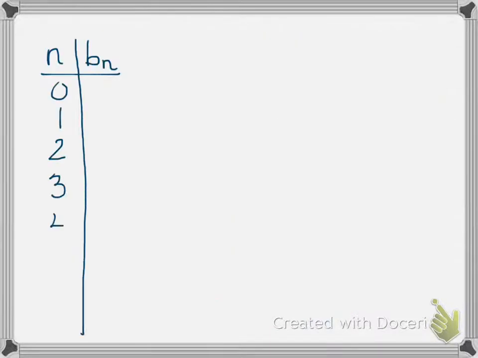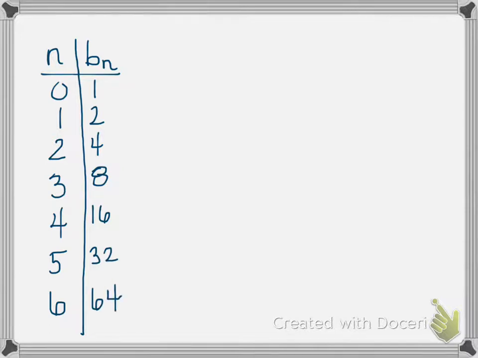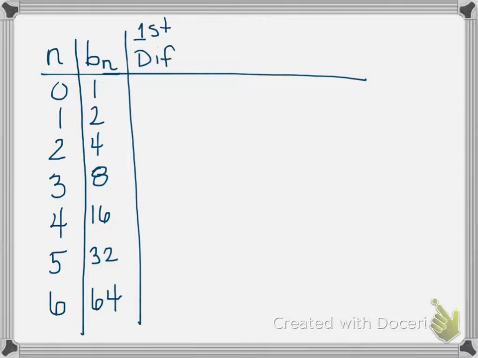So here's an example. 0, 1, 2, 3, 4, 5, 6. The sequence terms are 1, 2, 4, 8, 16, 32, 64. You might recognize this sequence in its closed form is 2 to the n. Okay, maybe you didn't, but that's what it is. It doesn't really matter what the closed form is. What I want to talk about is first differences and second differences.